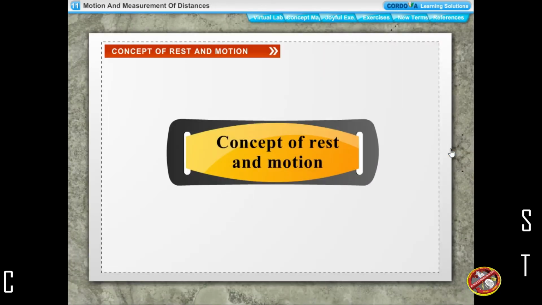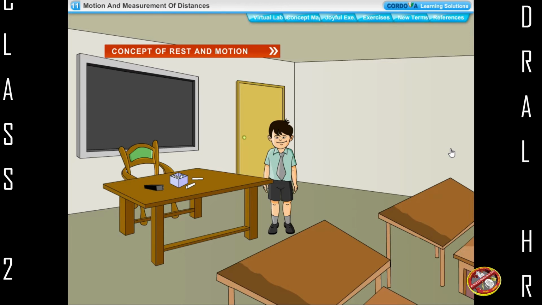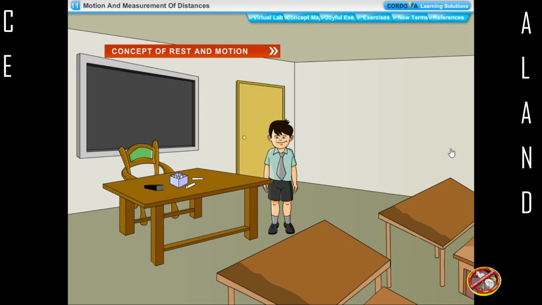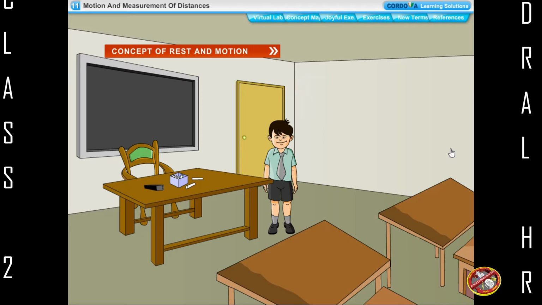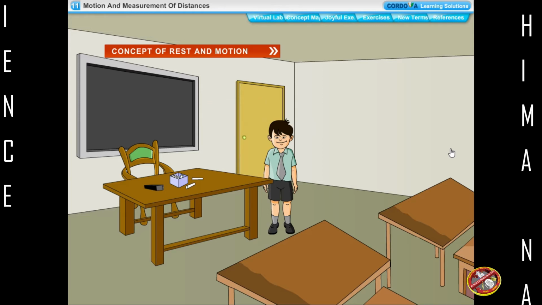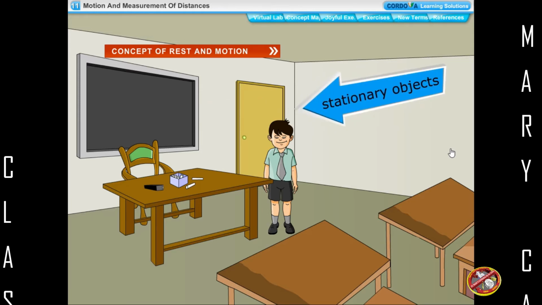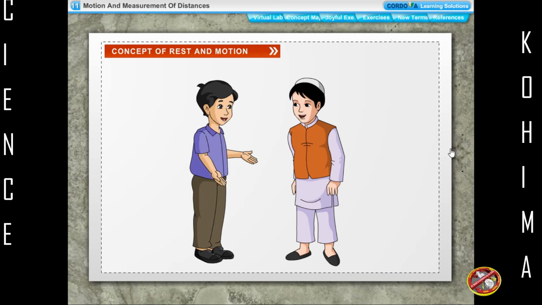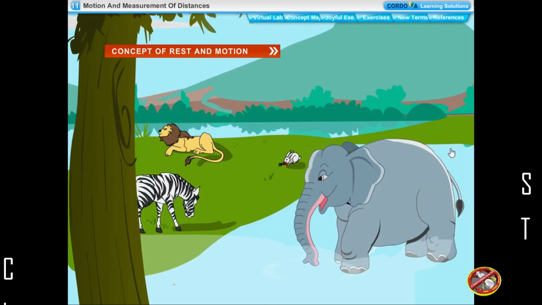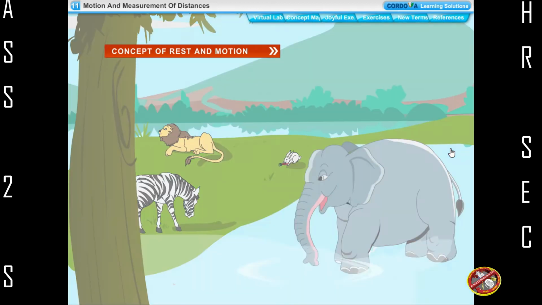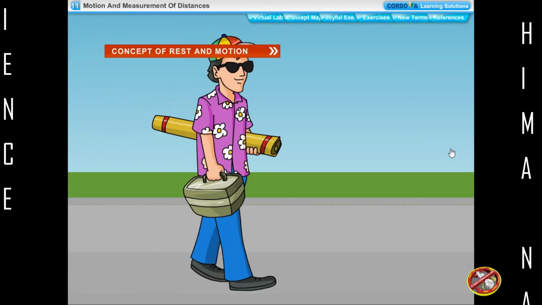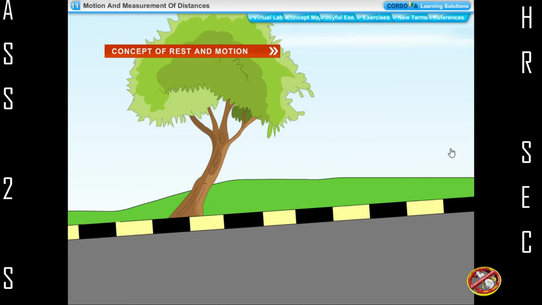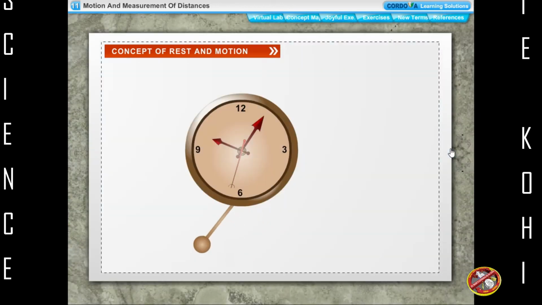Concept of rest and motion. If we look around our classroom, we see many things. Some of these things, such as the window, the door, and the blackboard, do not appear to move. They are called stationary objects. On the other hand, we see humans, other animals, and various objects moving from one place to another. For example, a man walking on a road, a girl playing in a playground, a bus moving on a road, and the moving pendulum of a wall clock are all in motion.